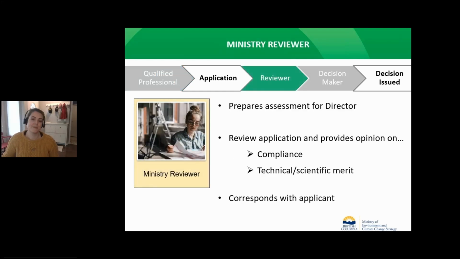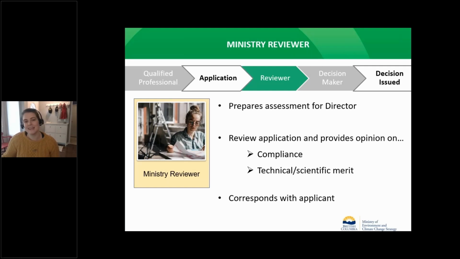Once an application has been submitted by a qualified professional, it will move to review. There are 2 potential reviewers, as Lucy earlier touched on, either a ministry reviewer or a contaminated sites approved professional. A ministry reviewer will review an application and provide an assessment for the director's consideration. Specifically, they will provide an opinion on compliance with applicable regulatory provisions and on the technical and scientific merit of an application.